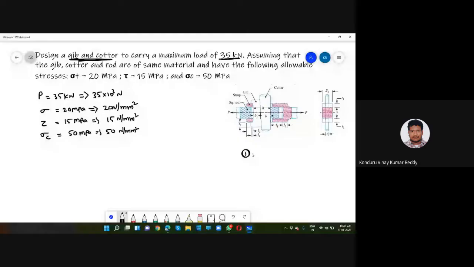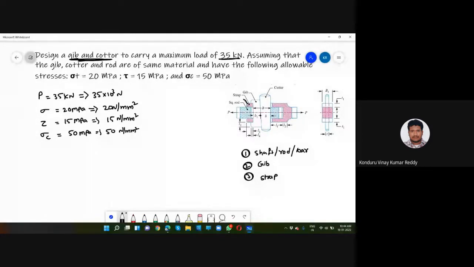Here we have to design three components. The first and the main, we are going to design a shaft, or in this case we are writing it as a rod. But in this special case, as it has a rectangular cross section, we will be representing it as bar. The second component is we will be designing a Gib. And the third component is we have to design a strap.